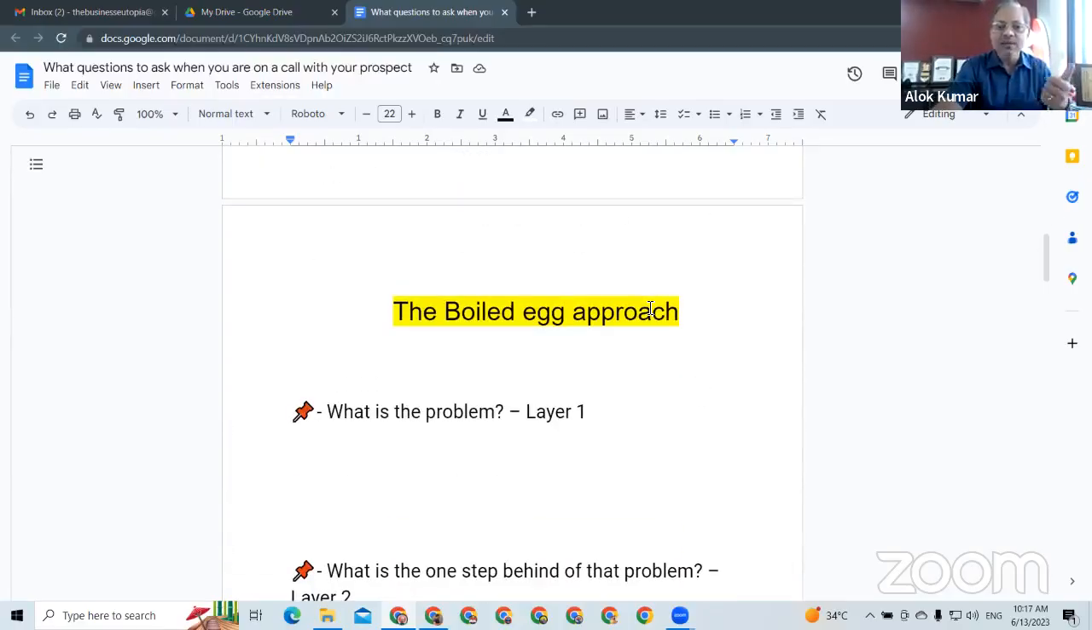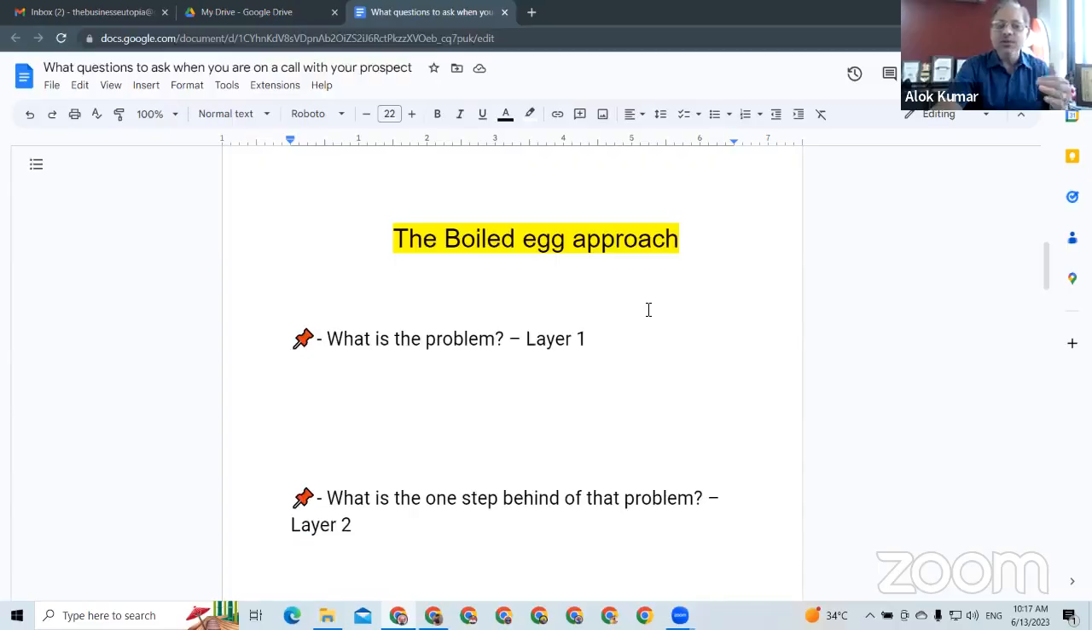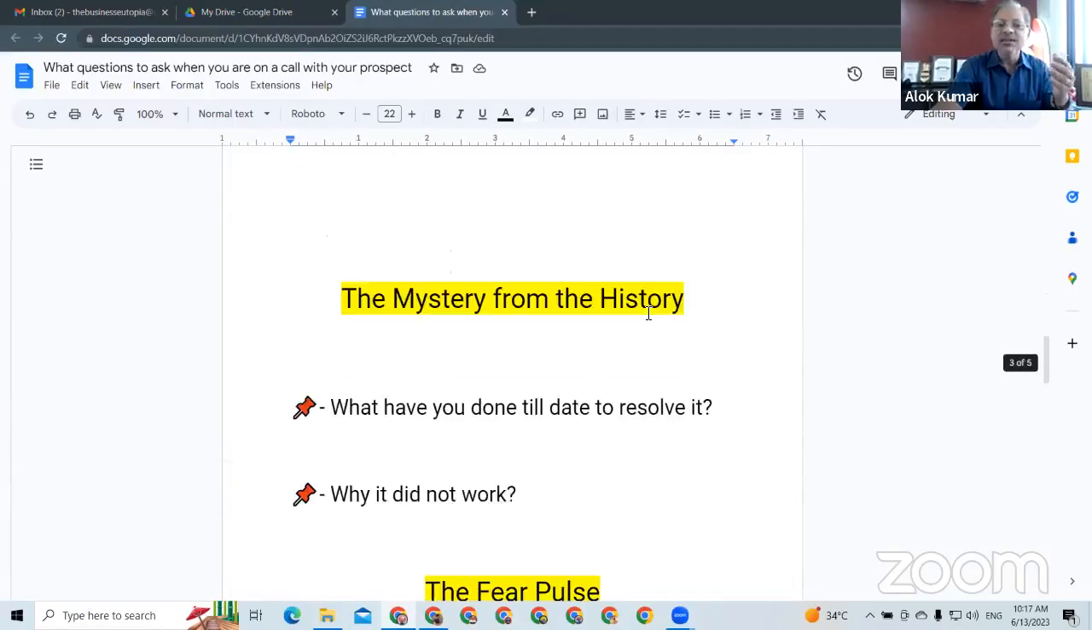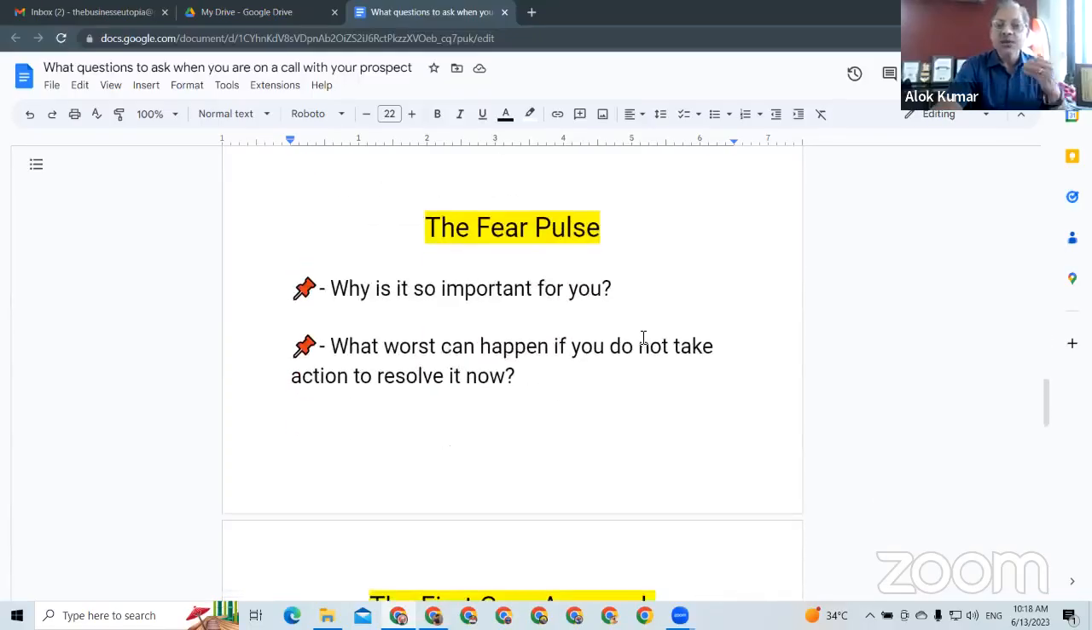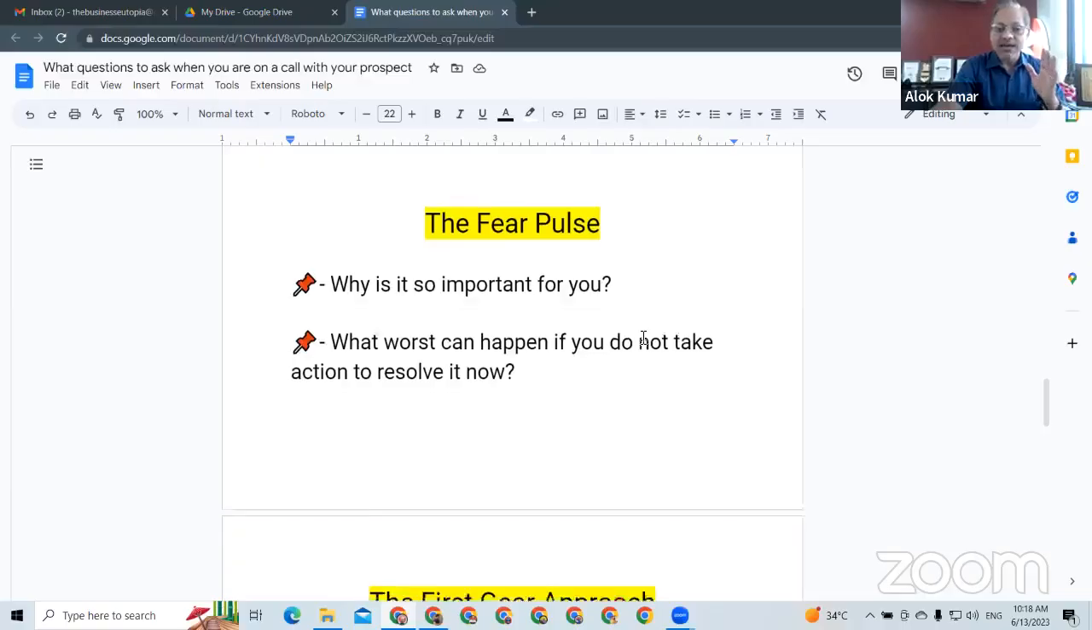And the approaches are: number one, the boiled egg approach, in which you are going to remove the layers to reach the pain points which are actually hampering them in their minds. Number two is the mystery from the history, where you are going to understand what they have done in the past, wrong or right, good or bad, whatever it is. Then you need to tell them the fear, what will happen if things are not going to get resolved. The fear pulse is one of those aspects where they are going to take actions.